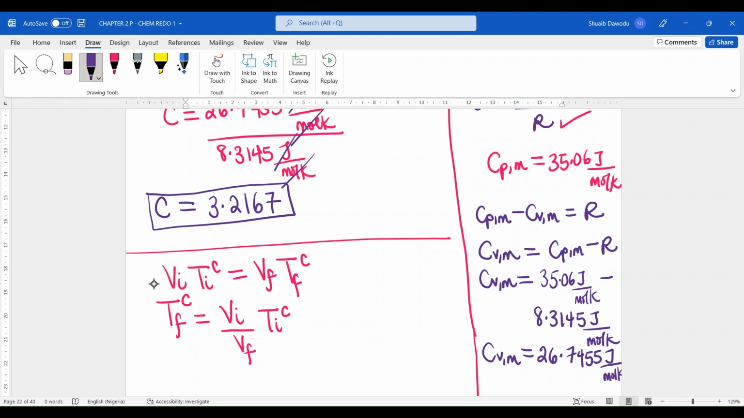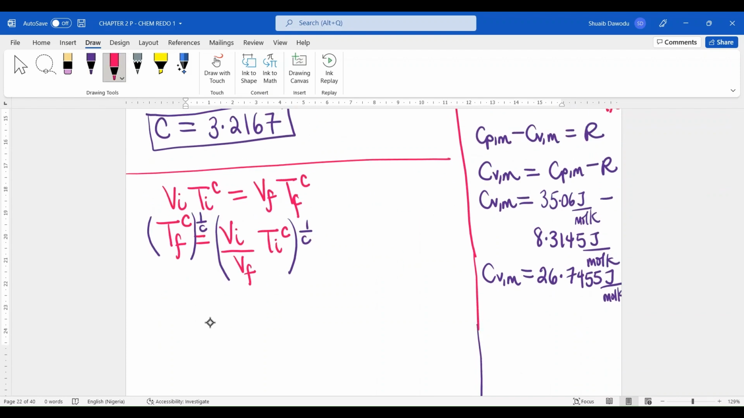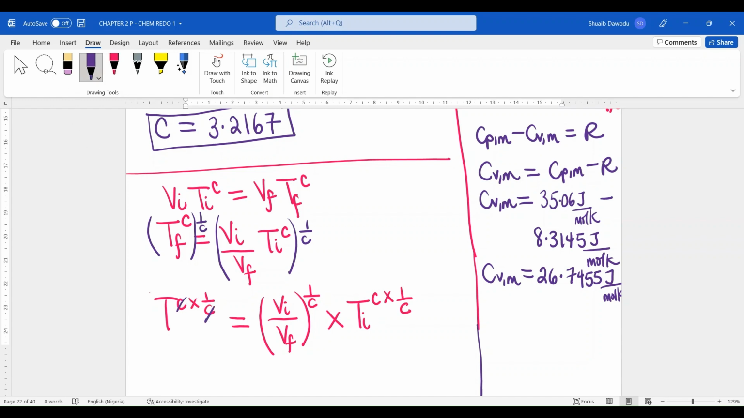But the issue here is that if we substitute 3.2167 into every single thing, it's going to make our work cumbersome and even confusing. So we have to apply our knowledge of powers and mathematics, and raise both the left side and the right side of the equation to the power of 1 over C. So what this means is we end up having T to the power of C times 1 over C is equal to V initial divided by V final raised to the power of 1 over C, times T initial raised to the power of C times 1 over C. Very simple. We can just cancel out the C's here.